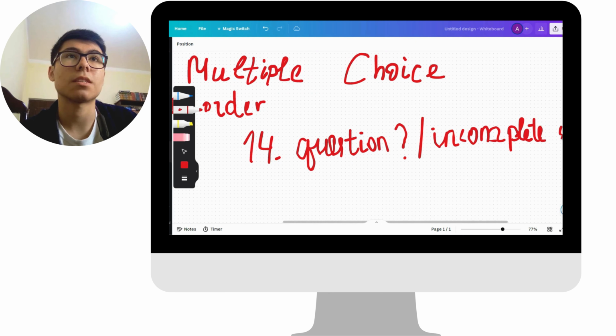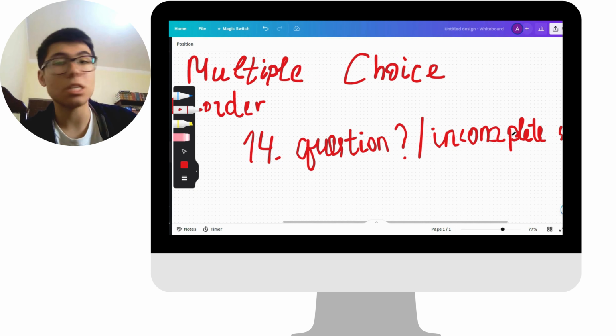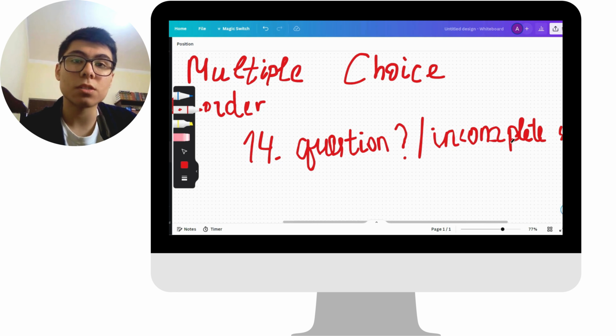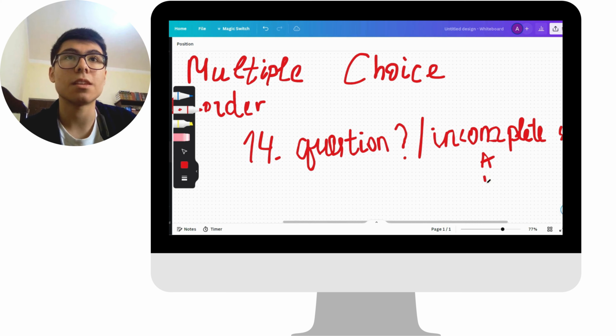Incomplete sentence. I'm gonna write S here. For example, you're gonna have a fragment and then you do need to find the other part of the sentence from the choices A, B, C, D. And in multiple choice questions, you have, as I said, four choices that you have to choose.